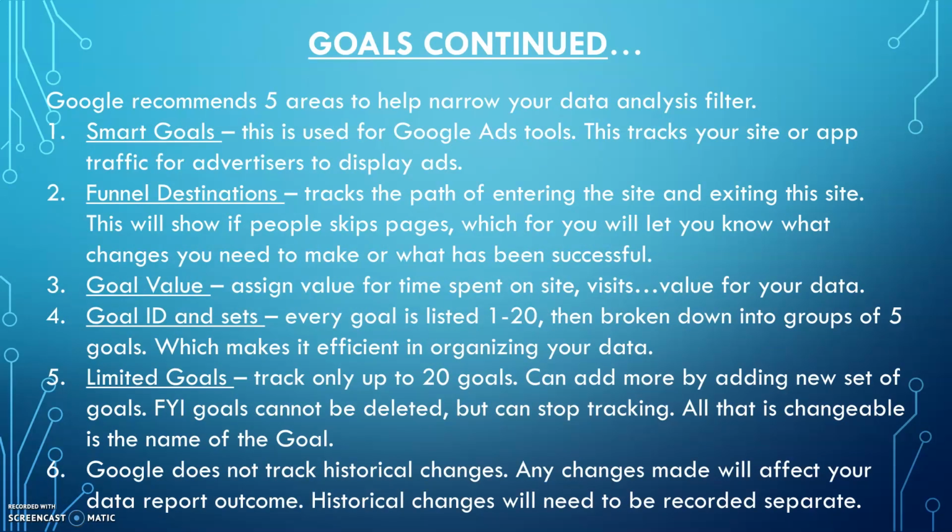Now, we went over the 4 types. These are the 5 areas of creating your goals to pair with your filters. You have SMART goals. This is a usage for advertisers to see how much traffic you are receiving on your website or application, and if it would be usable for them to place ads and would they be clicked on.